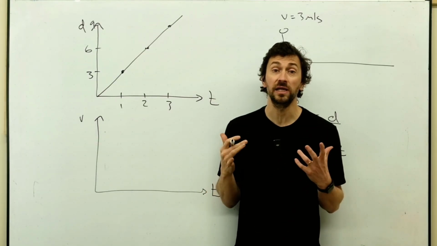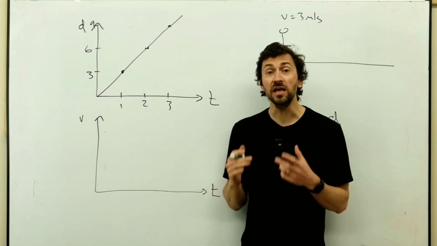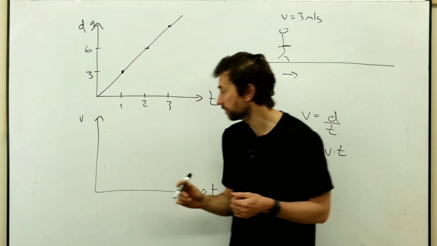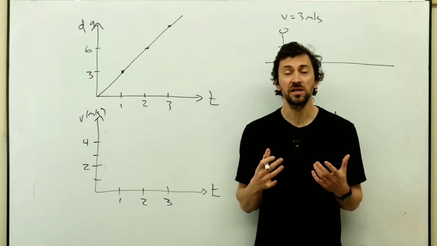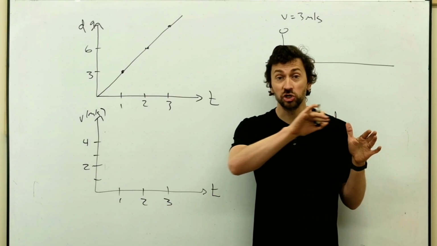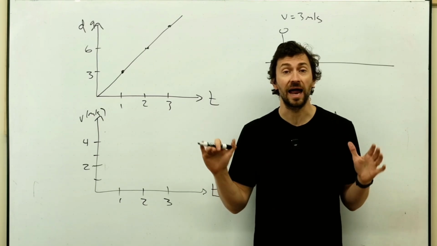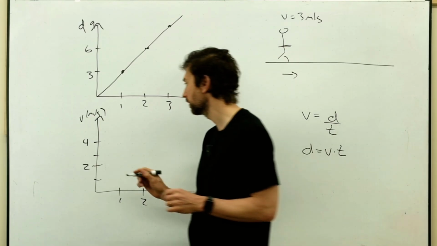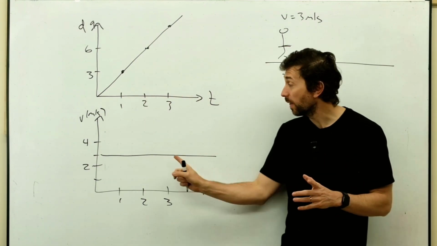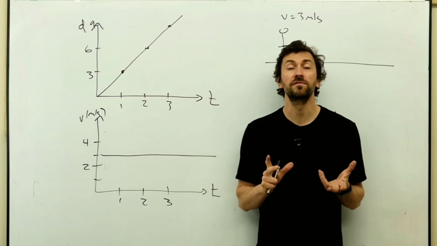This is going to be a straight line. The velocity time graph is going to be also a straight line. But here we say the velocity is 3 meters per second for the whole time. So we're just going to draw a straight line that's flat at 3 meters per second. And that's it. This line here represents the displacement, and this line here represents the velocity.